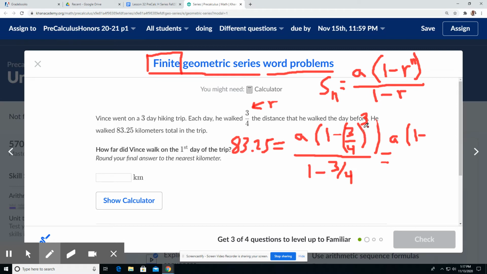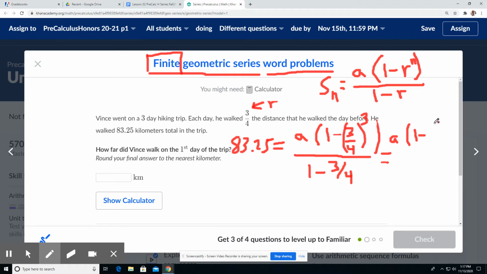1 minus, now everything to the third power, it's real important. A lot of students get confused by this. The minus sign does not have the exponent. The minus sign is separate. So only the r is to the third power. The 3/4 times 3/4 times 3/4, the 3 applies to the top and to the bottom.